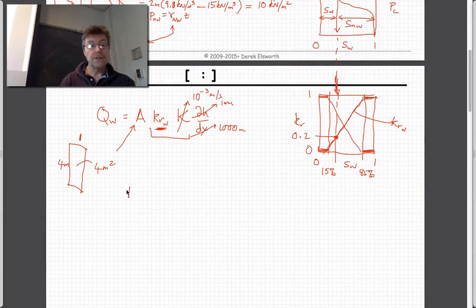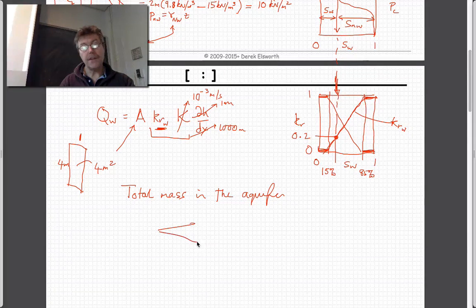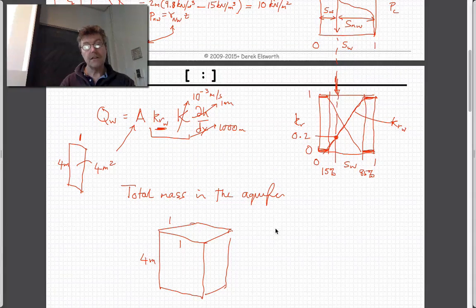If we knew the total mass in the aquifer, how would we calculate that from the information we have here? So we know, for instance, if we take our component of the aquifer, which is this, which is 1 by 1 by 4 meters, then the mass of the NAPL is going to be what? We call it mass of the non-wetting. So the mass of the non-wetting is going to be what?